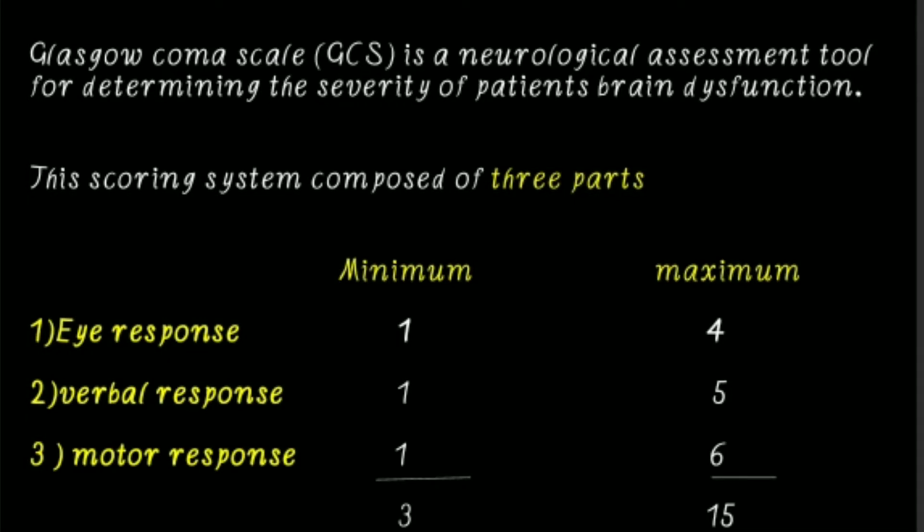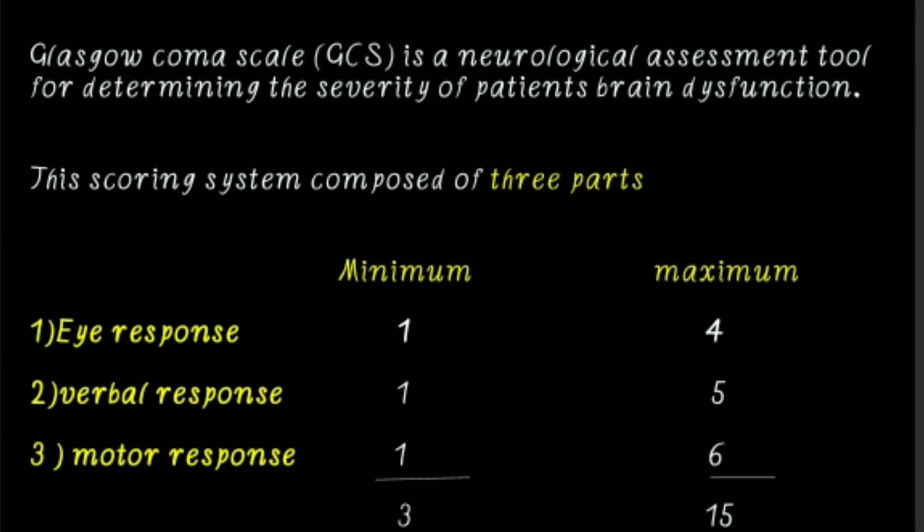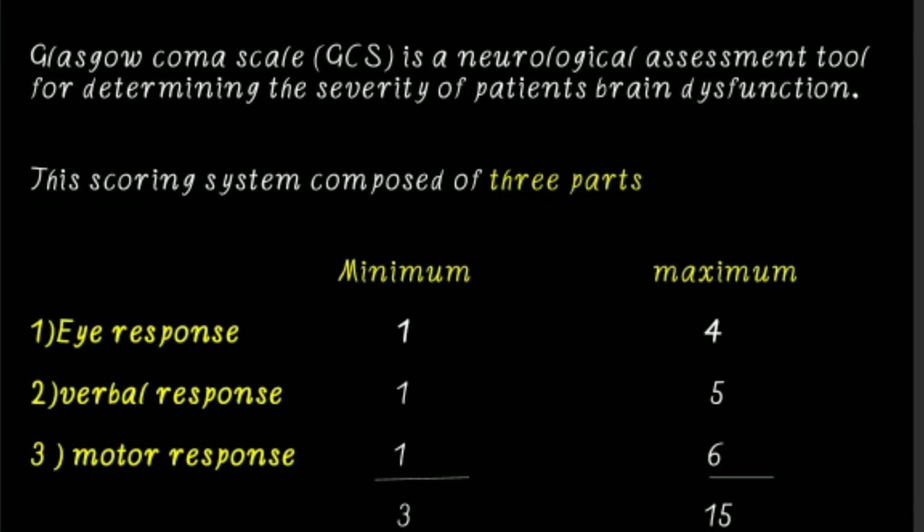The minimum score awarded for eye response, verbal response, and motor response is 1 each, and the maximum score for eye response is 4, verbal response is 5, and motor response is 6. We will get the total GCS score by adding the eye response, verbal response, and motor response. The minimum GCS score is 3 and the maximum GCS score is 15.